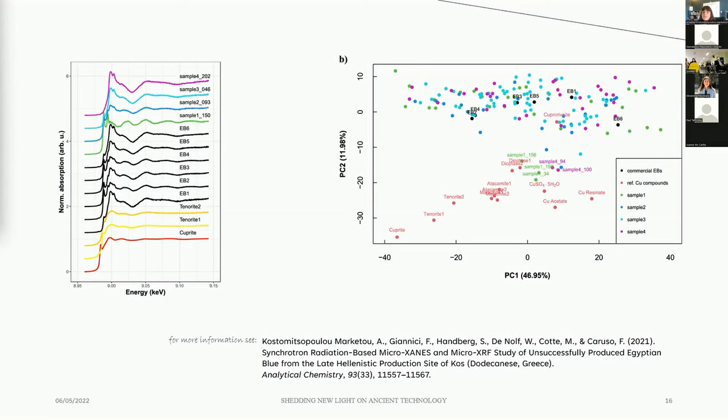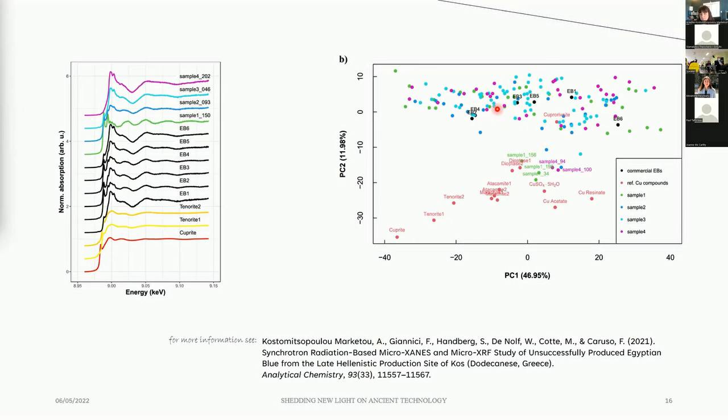And then we carried out principal component analysis on the normalized XANES spectra from the archaeological samples and also from the reference materials. This analysis aimed to highlight the possible clusters or outliers in the dataset and to determine if we had different phases of copper compounds that could give us insight into the details of the production process.